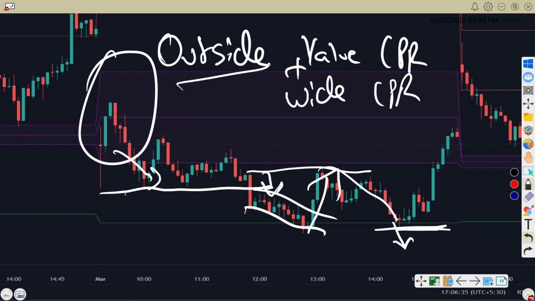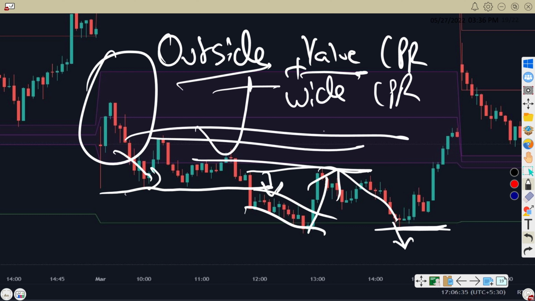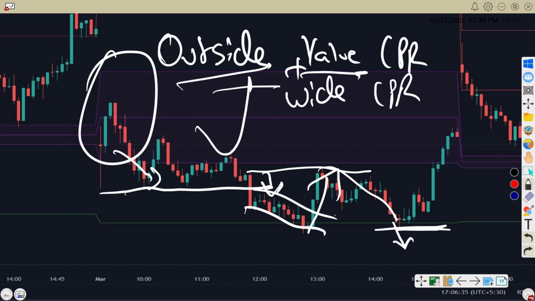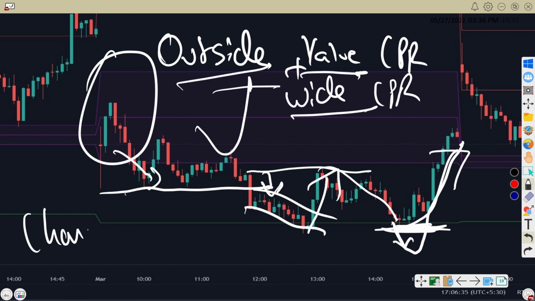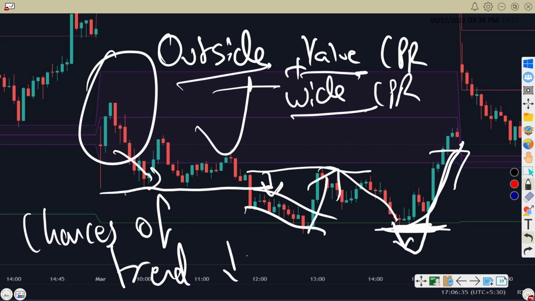So what is this outside value CPR? Market tries to pull back to the value. So the value somewhere here, it will come back to the value range. So what happened? It came back. Okay, it came back to the value range, plus it was a wide CPR. So chances of trend are very small. There are very less chances of trending. So you can see that the market reversed.